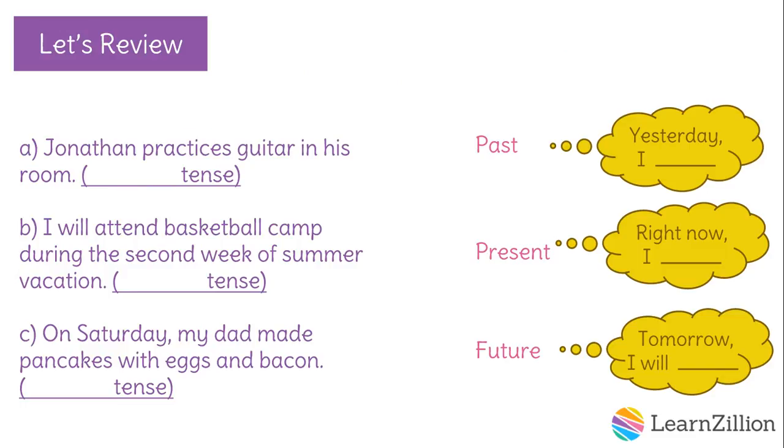Are you ready to check your answer? In sentence A, you should have circled practices and found that this verb is in the present tense. In sentence B, the verb phrase was will attend, which is future tense. Sentence C uses the verb made, which is a past tense verb.